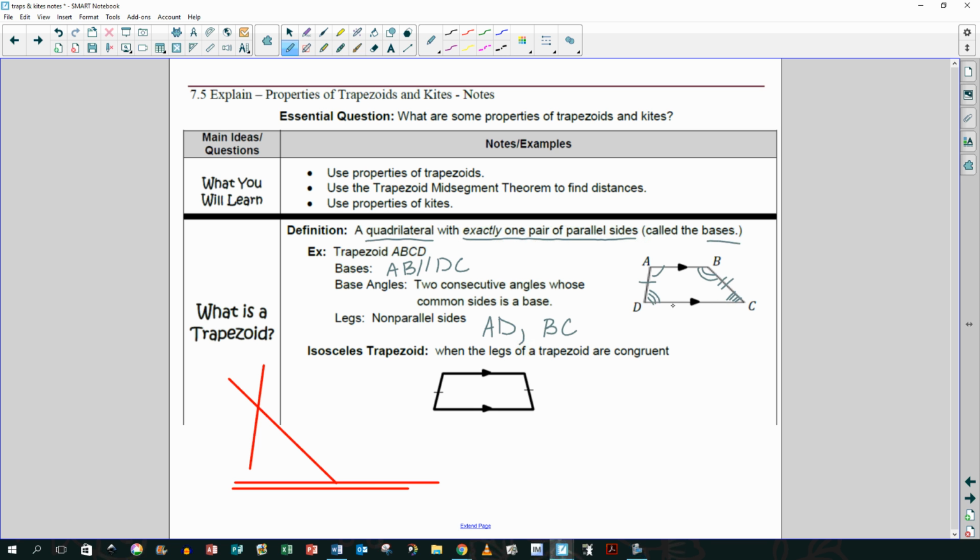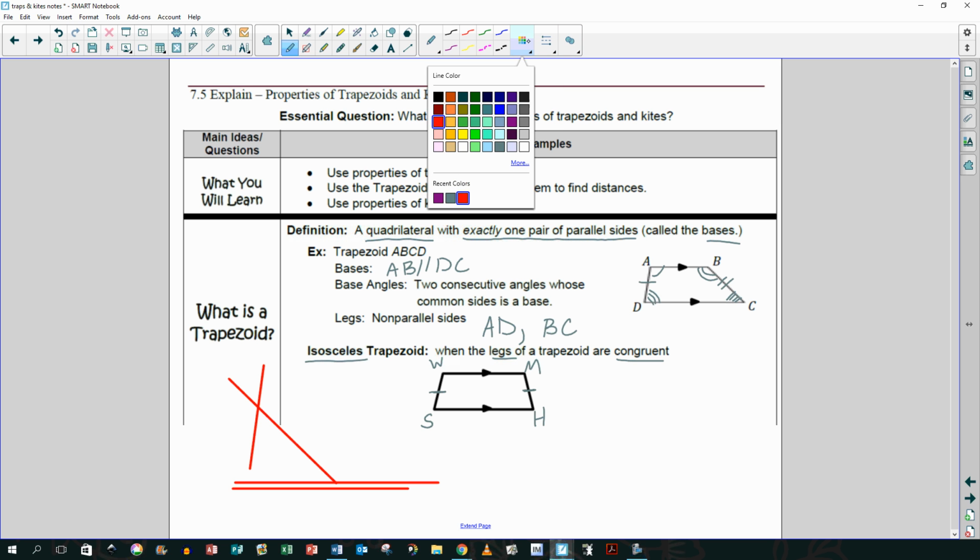Okay? Now, if the legs are congruent, then it's isosceles. Well, guess what? If the legs are congruent and it's isosceles, then that means the base angles will be congruent. Just like in an isosceles triangle, the base angles are congruent. Do y'all remember that? So that means, let's label this W, M, H, S, because I'm creative.